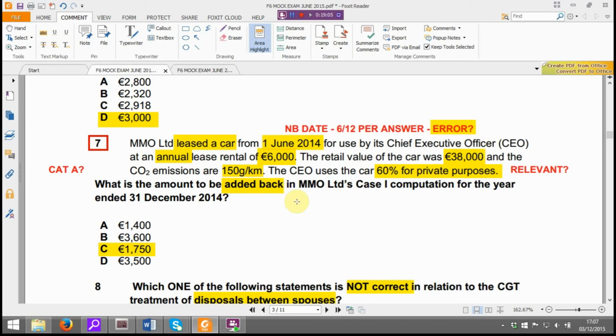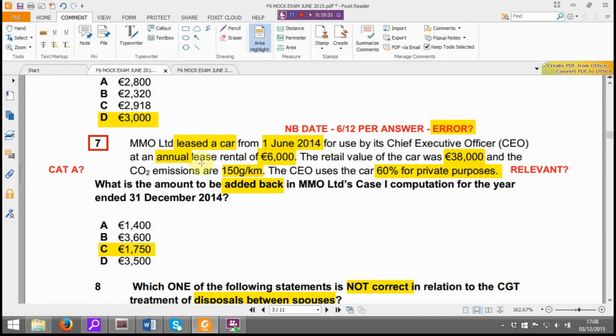So what they're testing here, and they love cars, is really just this area of emissions and how that affects deductibility of lease payments for a limited company, and indeed it affects sole traders as well. So what do we see? Well, we've got a company leasing a car from this date. Now watch that date, because that's important in this question.